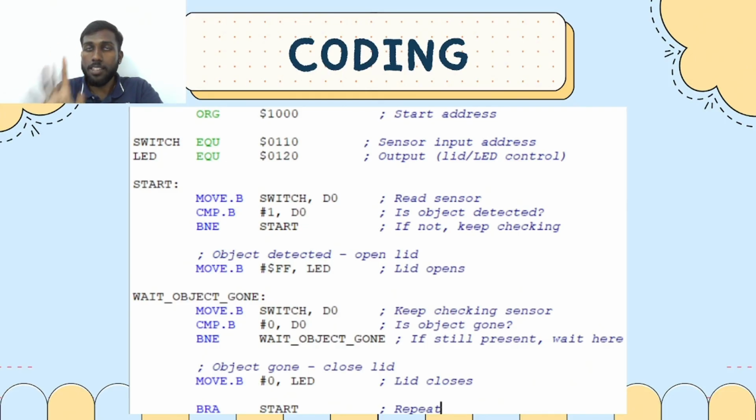And if an object is detected, which means the switch is equal to 1, we move the value FF, which is 255 in decimal, to the LED. So this simulates turning on the lid, like opening it. And then in the wait object gone loop, we wait until the sensor becomes 0, which means the object is gone. Once gone, we send 0 to the LED, simulating lid closure, and restart the process. And it keeps on looping, like we explained how BRA works.